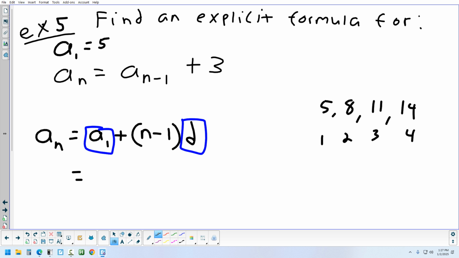How do I know my first term is 5? Because it's given to us at the top. First term is 5. Right. Plus, leave the n minus 1 just the way it is. And d, what's the number that I'm adding each time? 3.